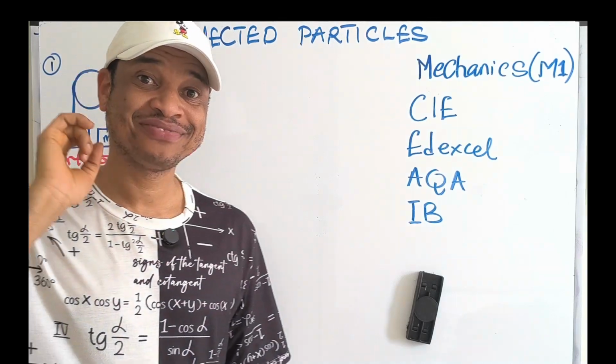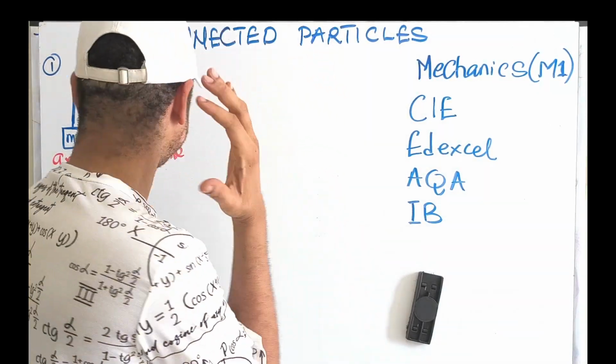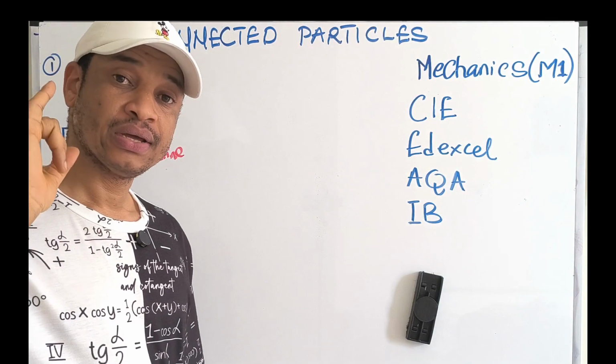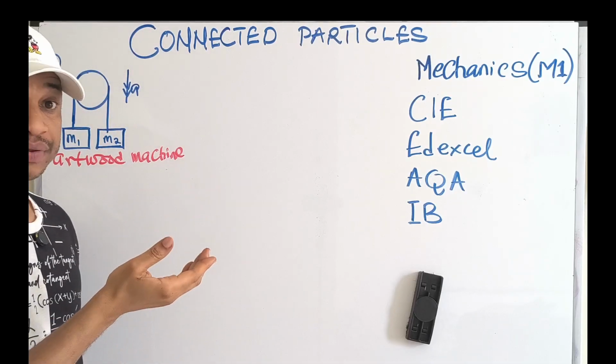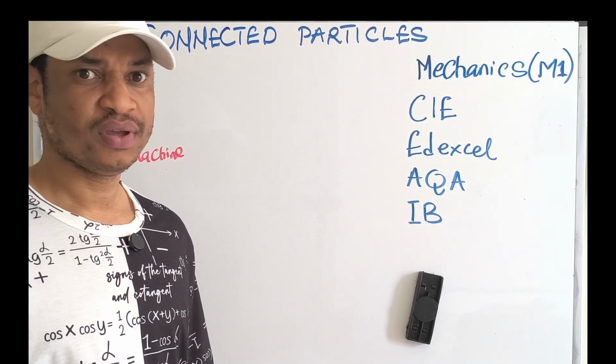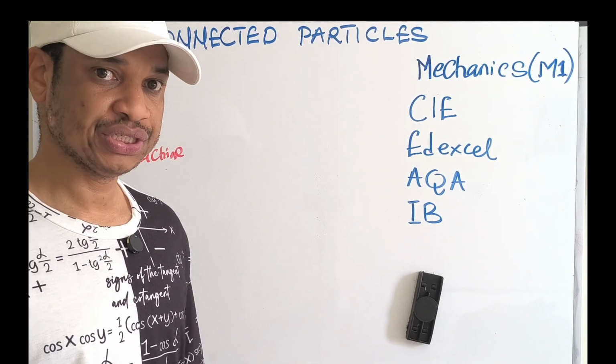All right, so this is video 1, the first one we're going to do. You don't need to bother about the name, okay? You just need to know, for your information, it is the Atwood machine.